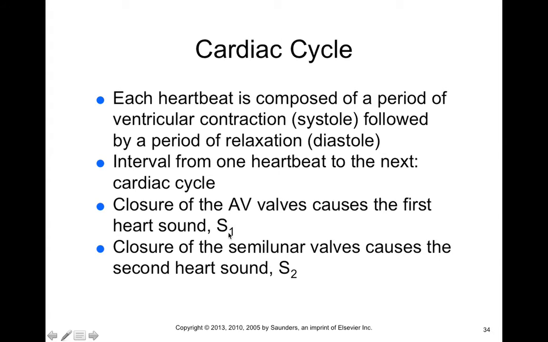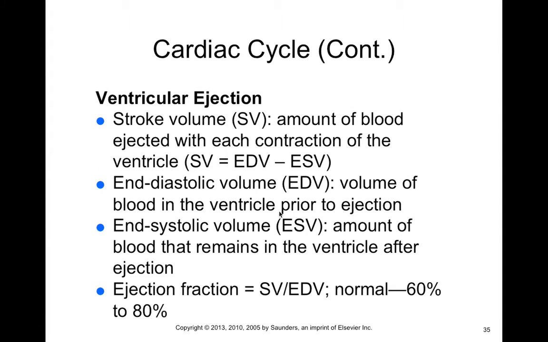So if we can hear problems with either S1 or S2, this can indicate issues with these particular valves, whether it's AV valves, which occur during S1, or the semilunar valves, which close during S2. Now, ventricular ejection is the amount of blood that's basically ejected by the ventricle in one contraction. And another word we call this is stroke volume. So stroke volume is the amount of blood that's ejected during each contraction.